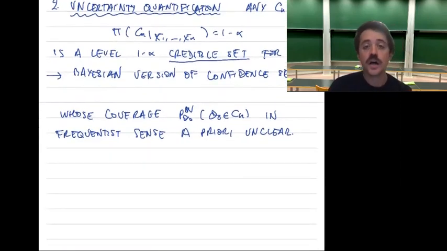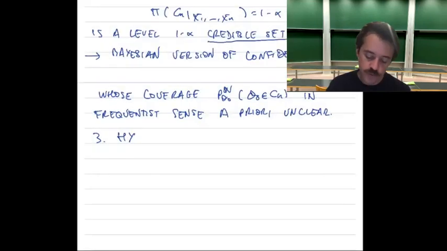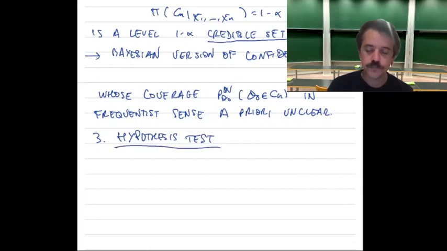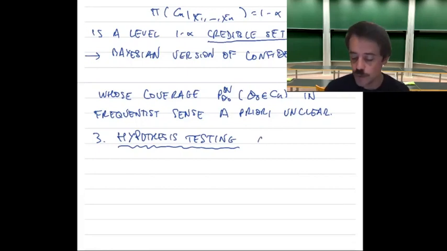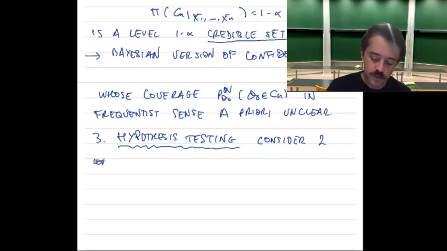Okay, so third, we get hypothesis testing, the usual third inferential procedure we're interested in, or testing, sorry. Okay, so now let's consider that we have several hypotheses. We can just consider two. So consider two competing hypotheses.